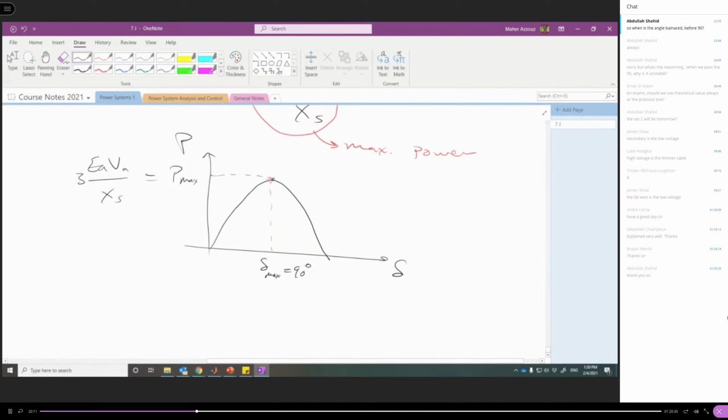If the generator passes this operating point, it will lose synchronism. What does this mean? It will not settle on a stable operating point. So before this point, the generator has a stable operation theoretically at any point here.